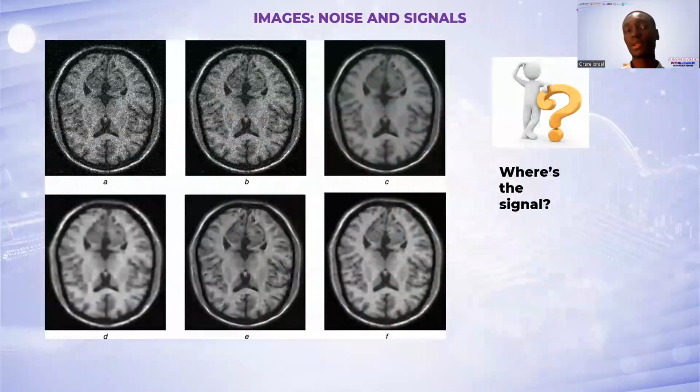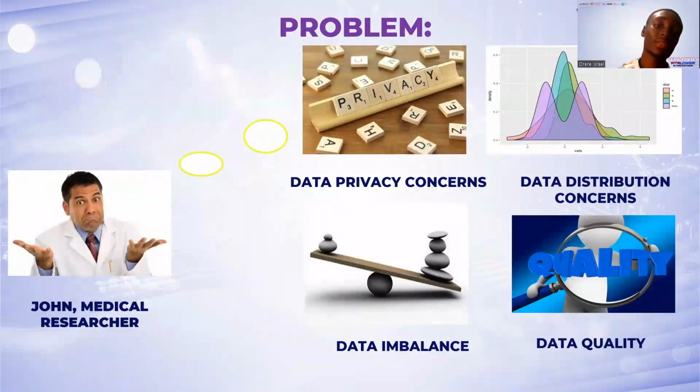And just like noisy images, this noise prevents the model from seeing the real signals in the data and giving you good performances on your downstream tasks like regression or classification. So John is a medical researcher trying to work with this data set, and because of data privacy concerns, you cannot just download the data set and use it. So you need to generate synthetic data, and that data has to match the distribution of the real data.